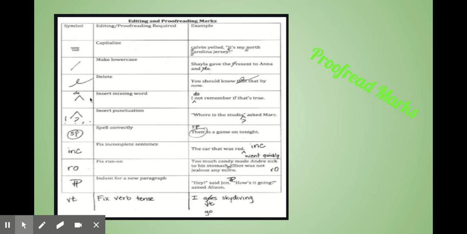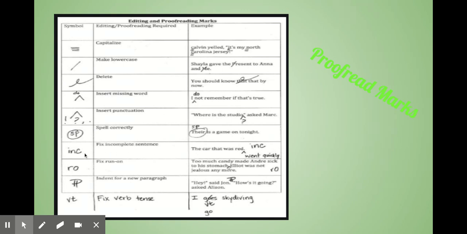So if you notice, these are the same symbol. But when I want to insert a word, I write the correct word above it. And when I want to insert the correct punctuation, I can add it below it. The circle stands for spelled correctly. That means you need to go back and check it and spell it correctly later. In your published piece, make sure it's spelled correctly.